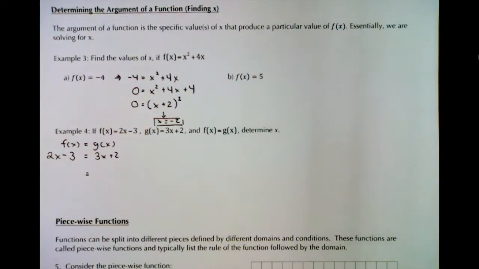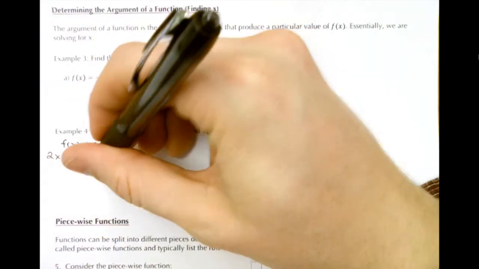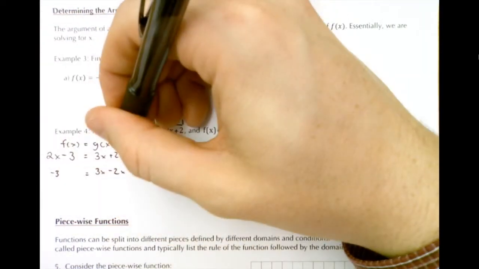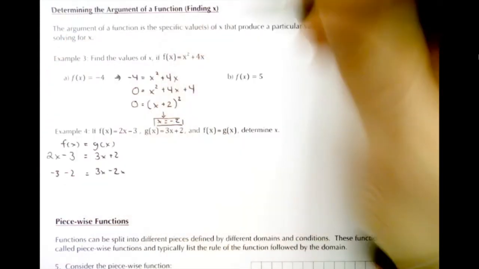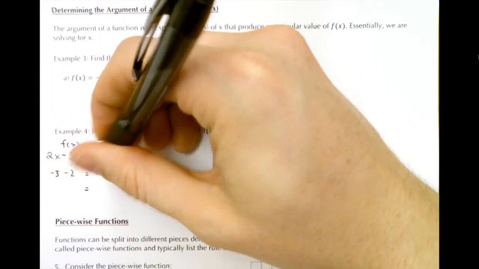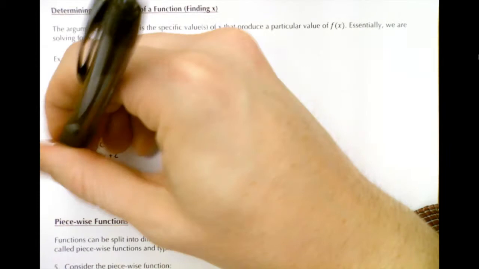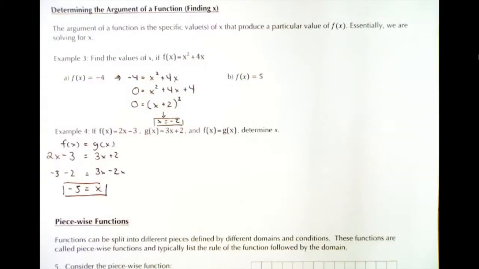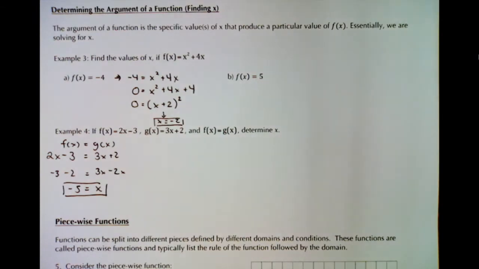Like terms to one side, I'm going to move my x's to the right side. So we get 3x minus 2 by subtracting 2x from both sides. And I'm going to move the 2 to the left side. Negative 3 stays by subtracting 2 from both sides. And what we end up with is 3x minus 2x, which is x. Negative 3 minus 2 is negative 5. So those functions are equal when x is negative 5.